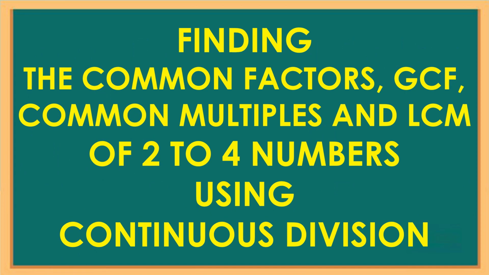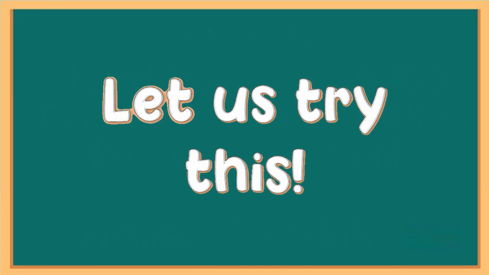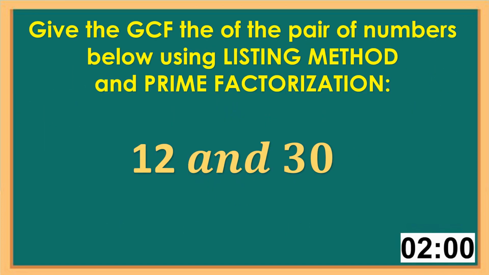Finding the common factors, GCF, common multiples, and LCM of 2 to 4 numbers using continuous division. Let us try this. Give the GCF of the pair of numbers below using listing method and prime factorization, 12 and 30.